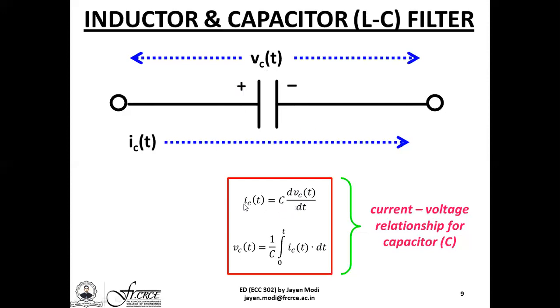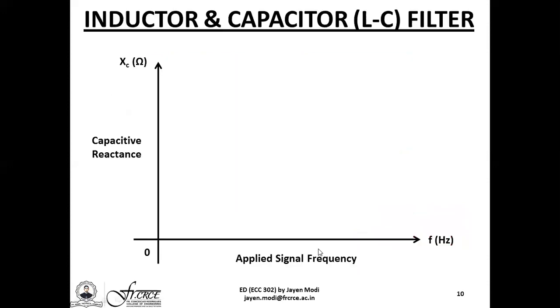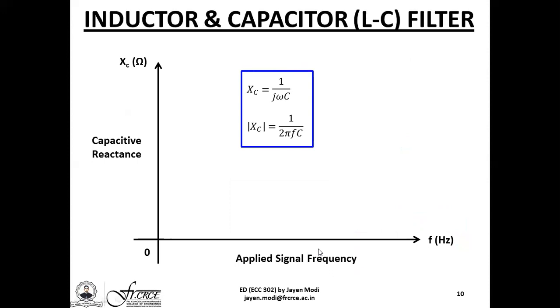The same equation can be transformed to give the voltage as Vc(t) is equal to 1 upon C integral 0 to t Ic(t) dt. Just as we did for inductors, similarly for capacitors, the capacitive reactance can be expressed by Xc is equal to 1 upon j omega C, the basic definition. If we take modulus, we have mod Xc is equal to 1 upon 2 pi FC.